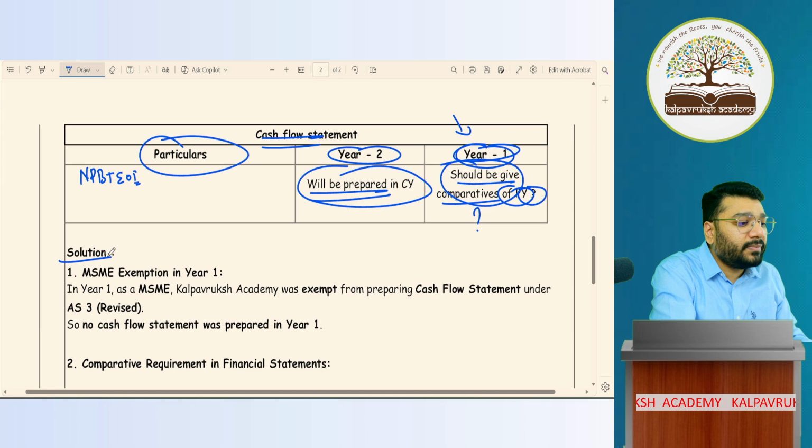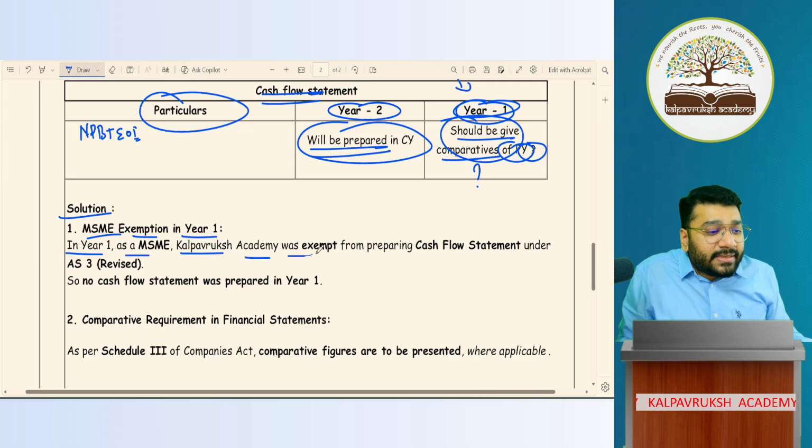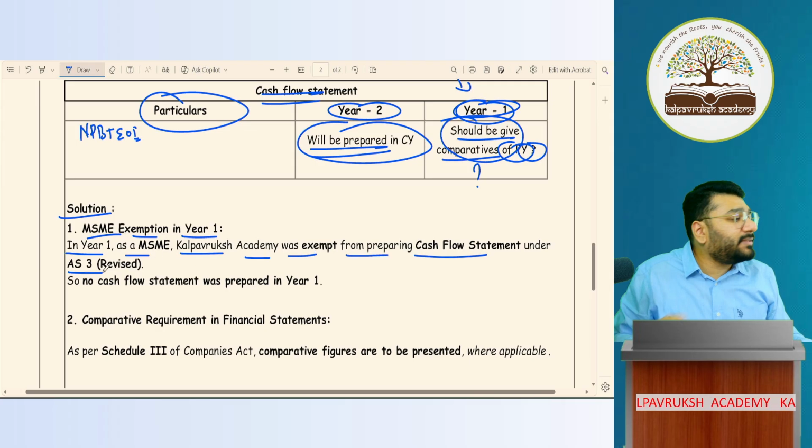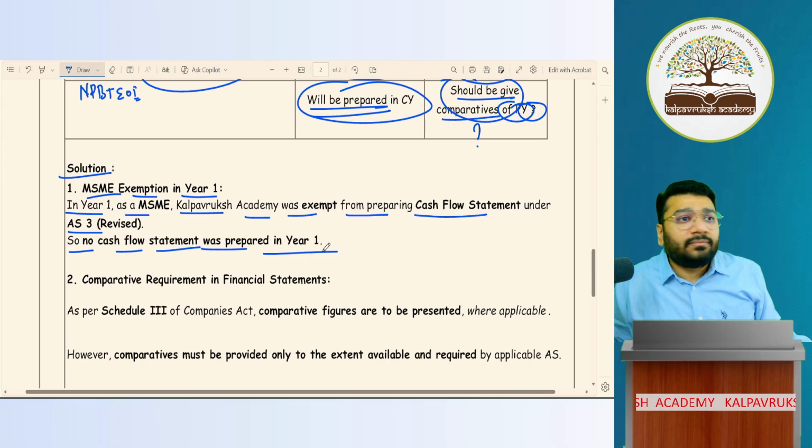Solution. MSME exemption in year 1. In year 1, as MSME, CA.Prathik Academy was exempt from preparing cash flow statement under AS3. So no cash flow statement was prepared for year 1. Correct? Okay.